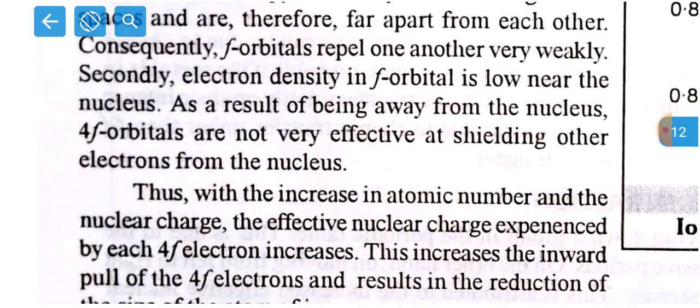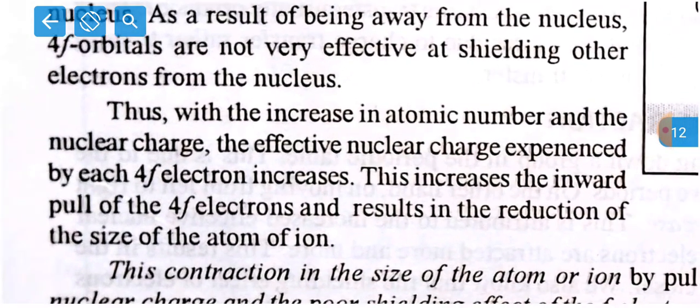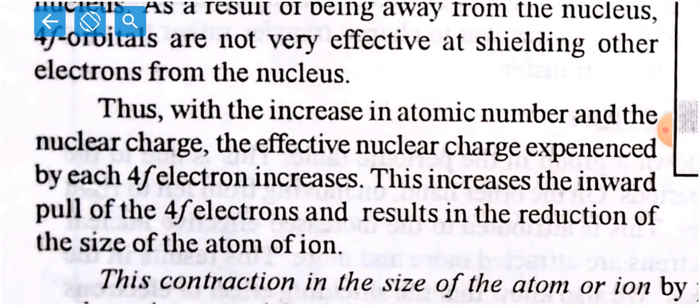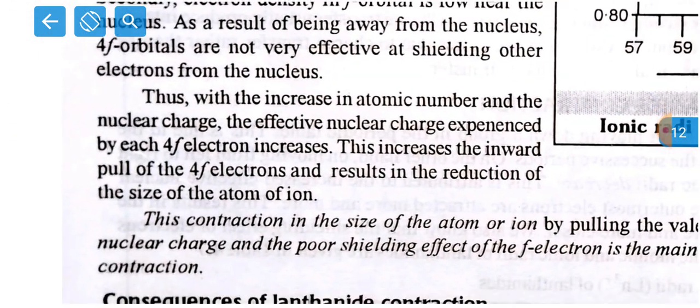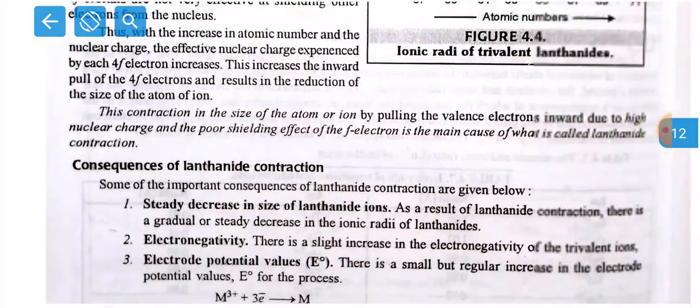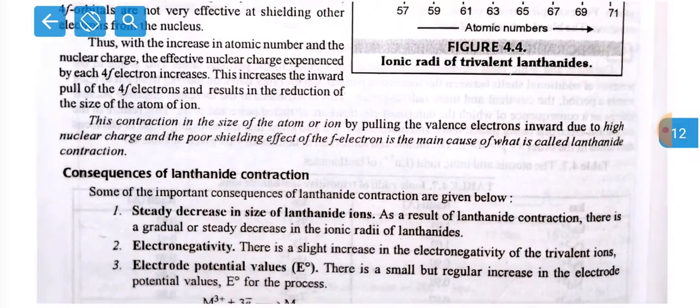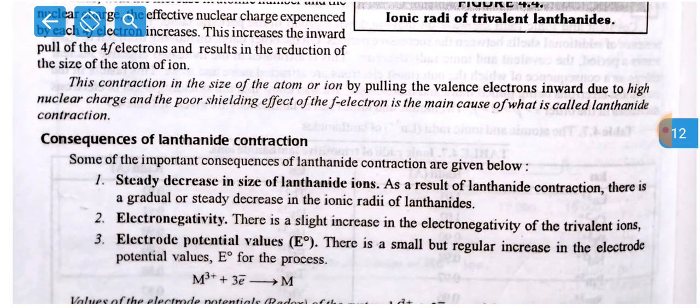Thus, with the increase in atomic number and the nuclear charge, the effective nuclear charge experienced by each 4f electron increases. This increases the inward pull of the 4f electrons and results in the reduction of the size of the atom or the ion. The contraction of the size of the atoms or the ions by pulling the valence electrons inward, due to the high nuclear charge and the poor shielding effect of the f electrons, is the main cause of what is called the lanthanoid contraction.